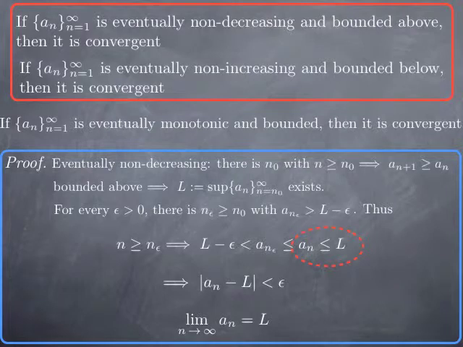So it proves not only that if the sequence is eventually non-decreasing and bounded above, it is convergent, but it gives us an idea of how to find this limit. This is going to be the least upper bound of the sequence starting at n0, where the sequence is non-decreasing starting at n0.